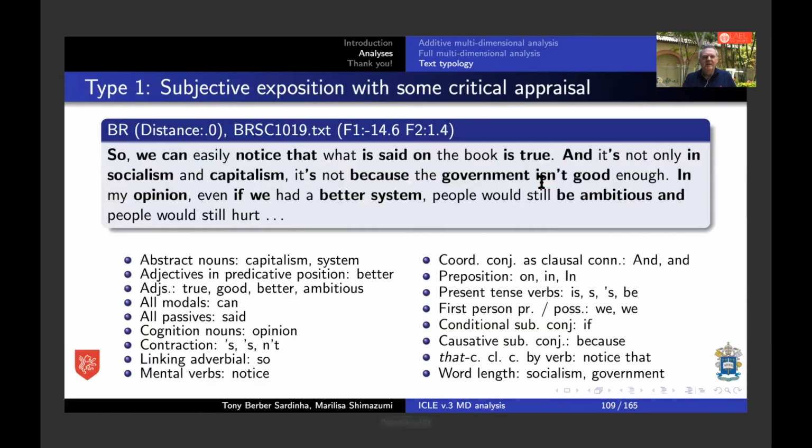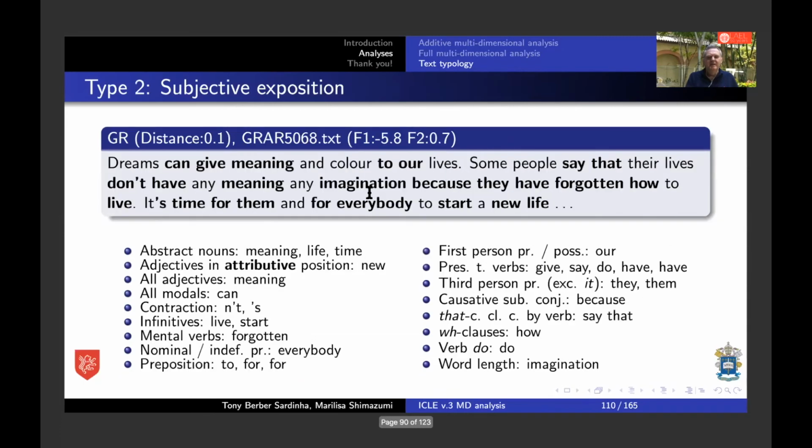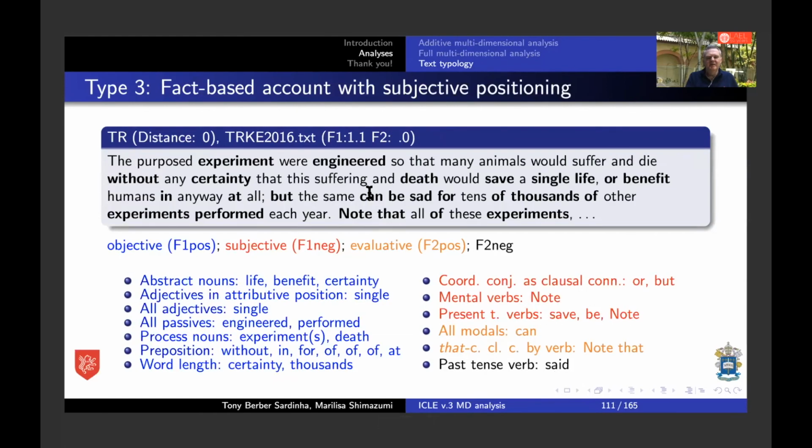So here's an example. We don't have the time, but you can look at those in your handout. This is a Brazilian text. So there's subjective exposition with some critical appraisal, right? Here's one from Greece, very subjective. We don't have the time, unfortunately. And here's type 3. Here, type 3 is your main type. Most texts are like this. They're fact-based, but with some subjective positioning.